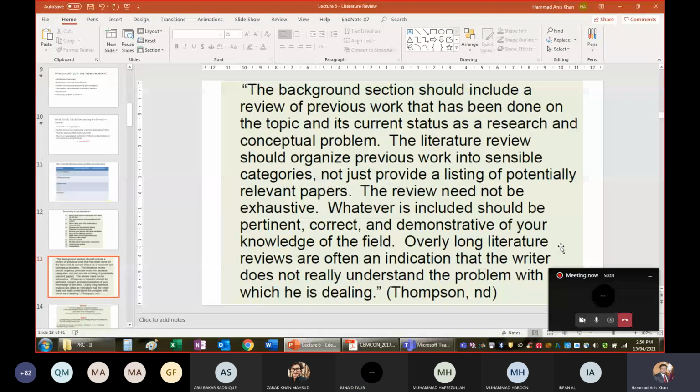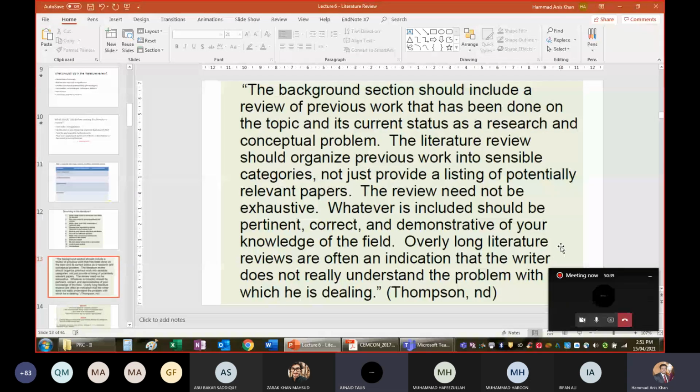So the literature review chapter should have a story. You have to develop a story of previous work. Make it a sensible story. Don't just write Mr. A has done this, Mr. B has done this, Mr. C has done this, and there is no connection. This is not good. The review need not be exhaustive.